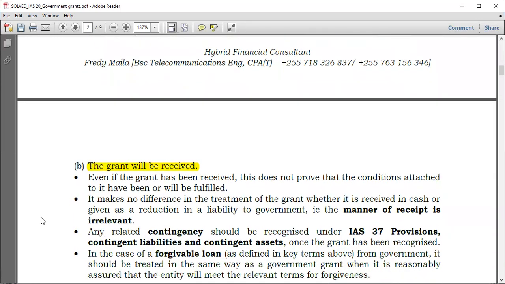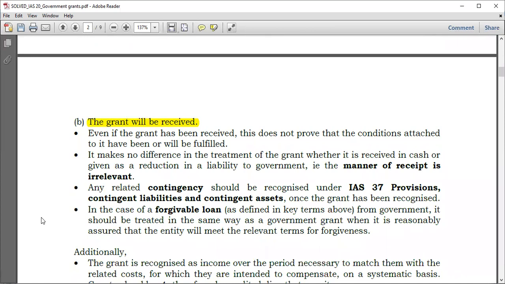All right. Now, for other explanations, we say here that even if the grant has been received, we say that the grant will be received. Both conditions, A and B, have to be met. But maybe it can happen that the government has already given you the grant. You already have it. So we are sure that you already have the grant, so only the conditions to be fulfilled remain.